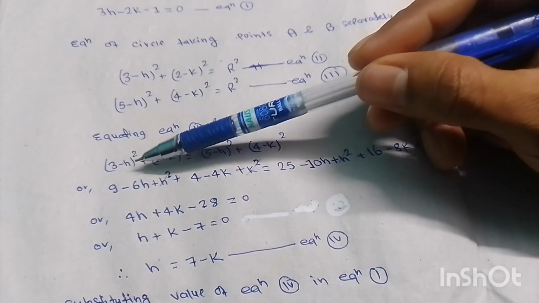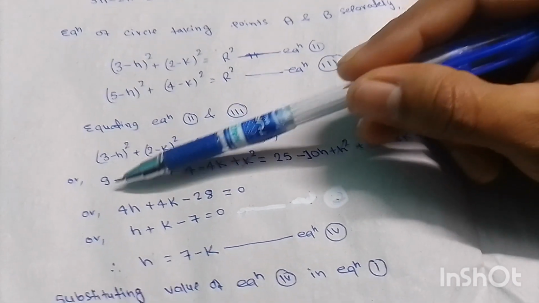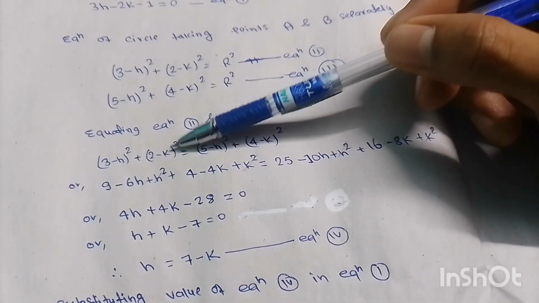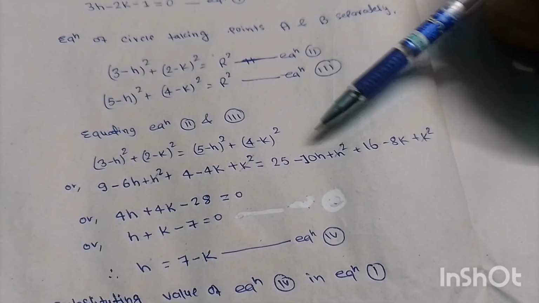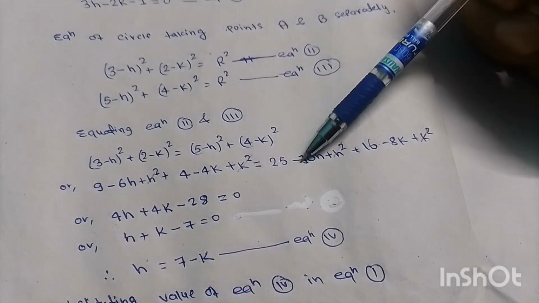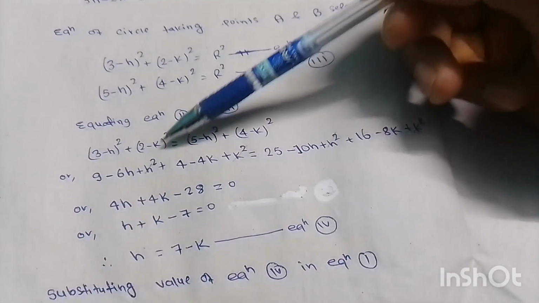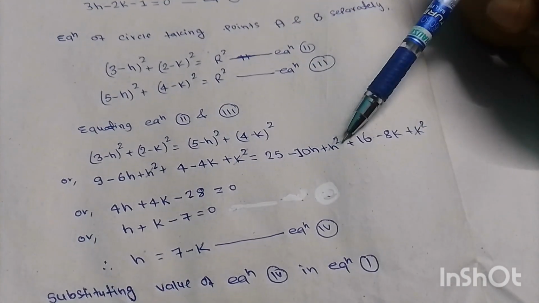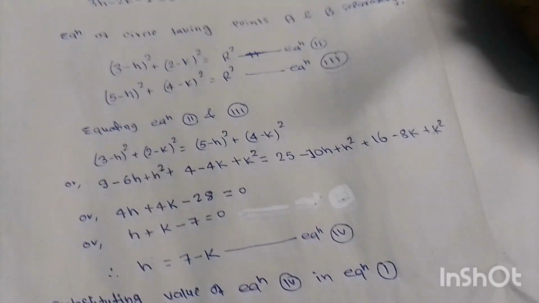If I open these brackets by applying the formula a minus b whole square, it becomes a square minus 2ab plus b square, and here also a square minus 2ab plus b square. And on the right hand side also, I just applied the formula a square minus 2ab plus b square. Now h square and h square, k square and k square get cancelled with each other if we subtract by transposing to the same side.